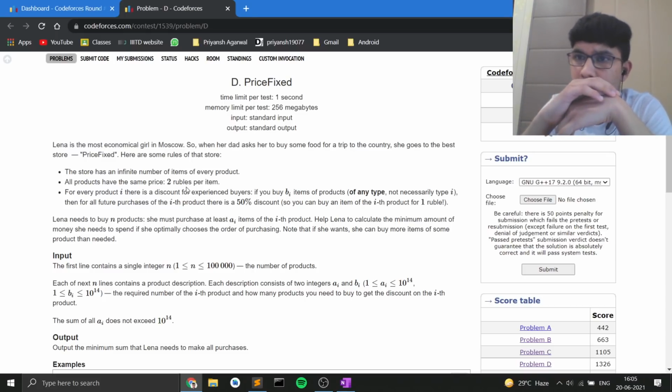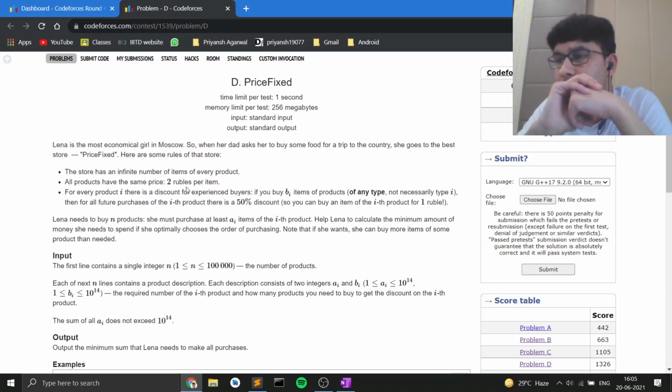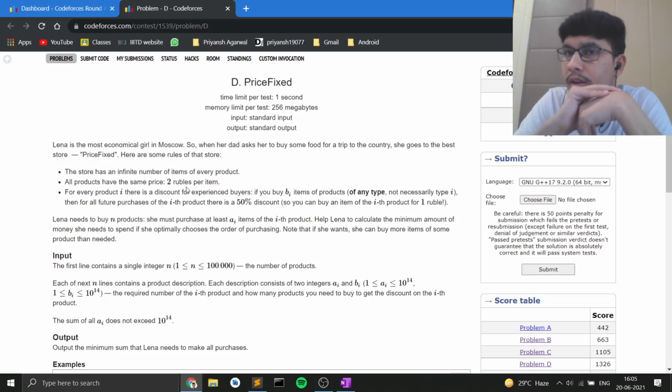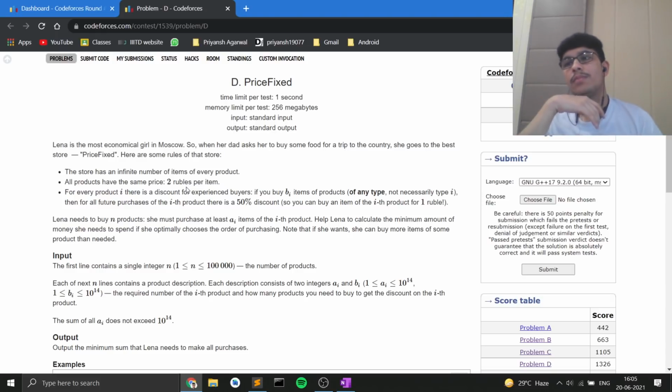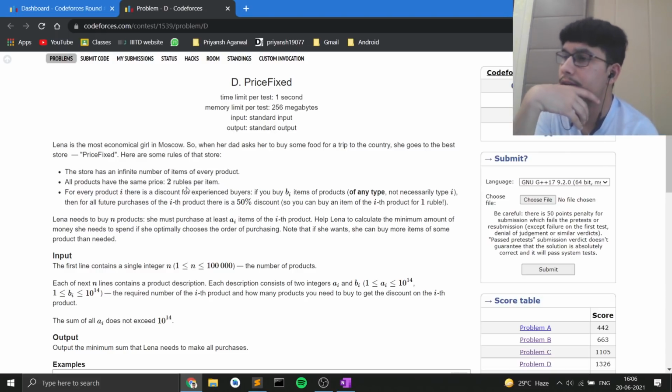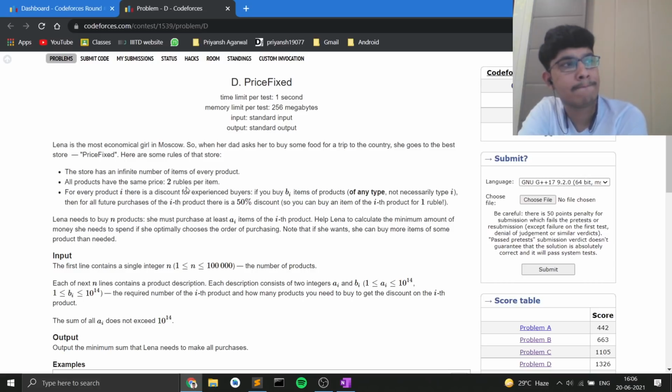For every product i, there is a discount for experienced buyers. If you buy Bi items of products, okay, in overall, right. Lena needs to buy n products. She must purchase at least Ai items of the product i. Help Lena calculate the minimum amount of money she needs to spend if she optimally chooses the order of purchasing. Alright.